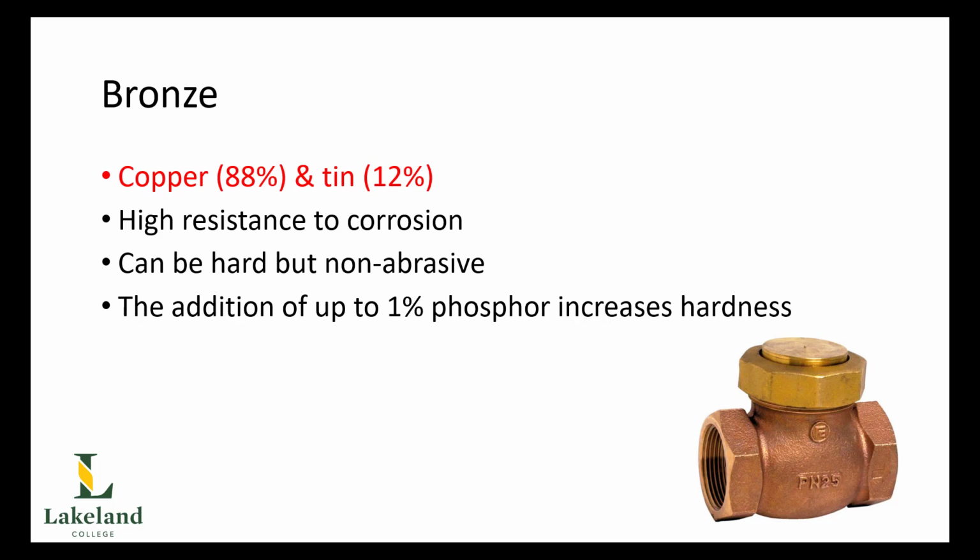It can be harder than brass, but also not abrasive, in that it won't wear and cause things like spalling and things of that nature. Bronze can also have the addition of phosphor, which is actually an impurity, and this is kept at very small amounts, i.e. up to 1%, and phosphor bronze can then have increased hardness for certain applications.